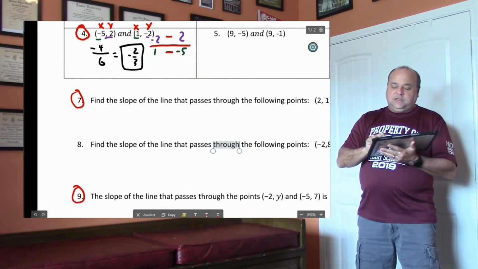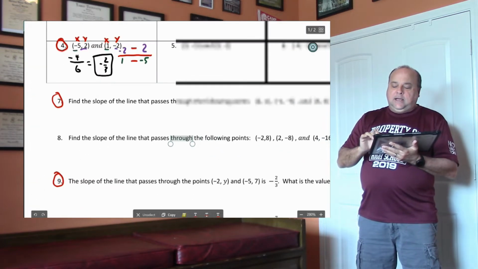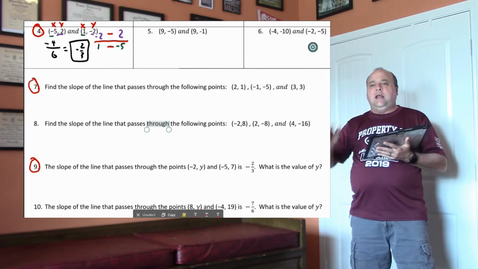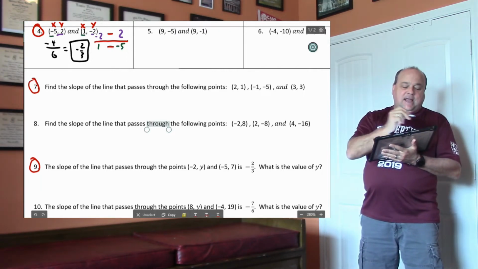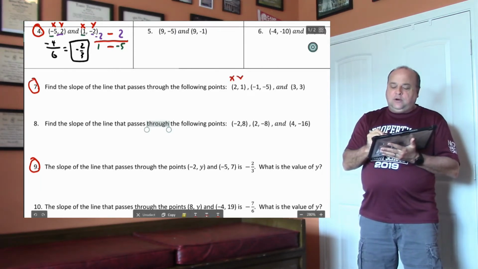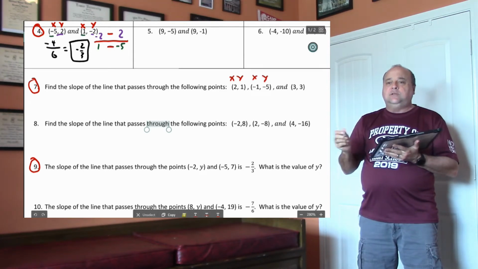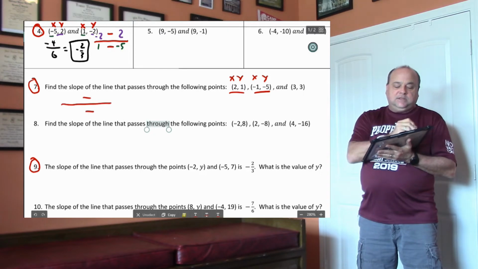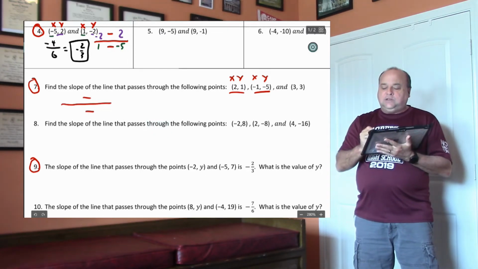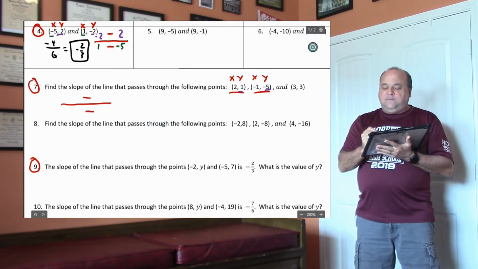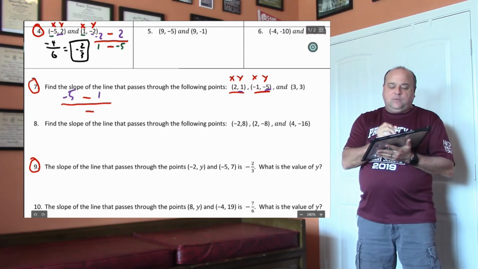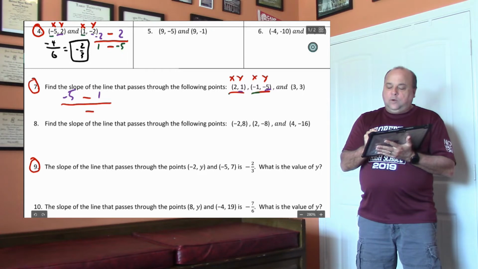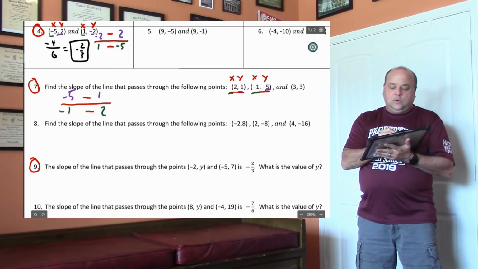Let's go down to number 7. We only need 2 points to get the line. We don't need 3. This is kind of like having a table. So identify your x's and y's, and I'm just going to use these 2 points here. And then I'm going to put fraction bar, minus, minus. Now I'm going to put my y's on top. My y's are negative 5 and 1. So negative 5 and 1 go on top. My x's are negative 1 and 2. So negative 1 and 2 go on the bottom.